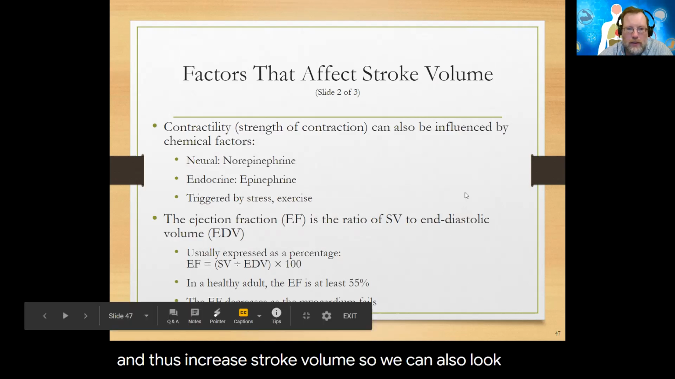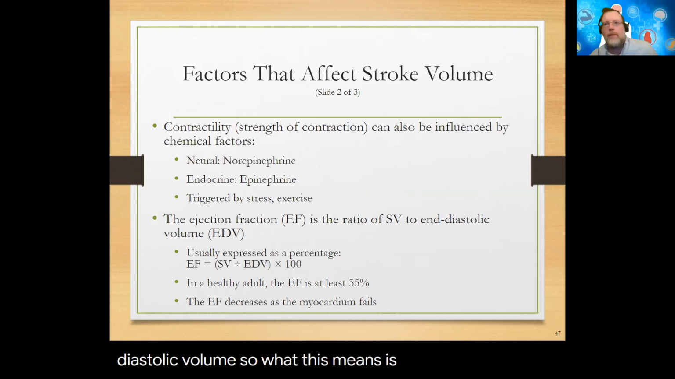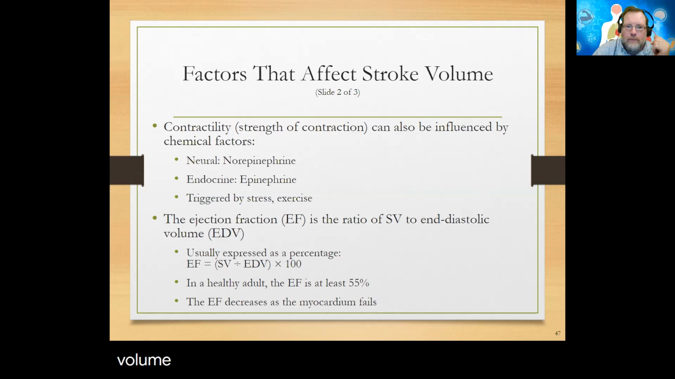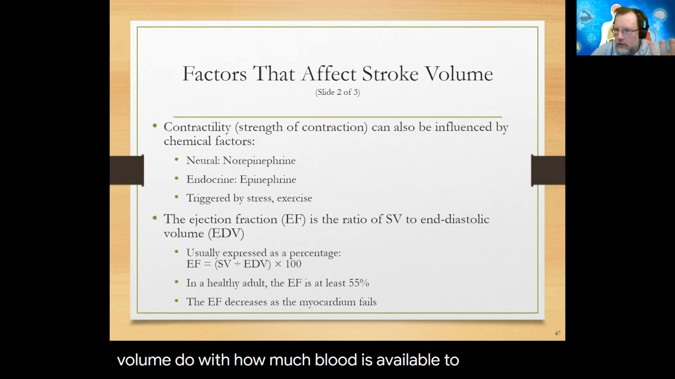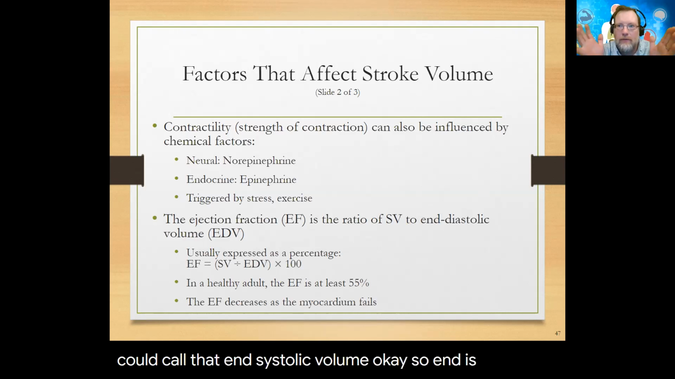So we can also look at what's called the ejection fraction. That's the ratio of stroke volume to end diastolic volume. End diastolic volume has to do with how much blood is available to eject. Stroke volume is how much blood was actually ejected. What's left we call end systolic volume. So end diastolic volume is how much blood is ready to be ejected.